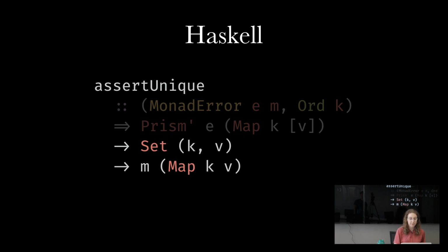So this set, the k comma v syntax, is like a tuple. It says given a set of tuples from keys to values, we want to produce a map from keys to values. Now those two things are really similar, right? A list of key to value mappings and a map from keys to values. Those are almost exactly the same.